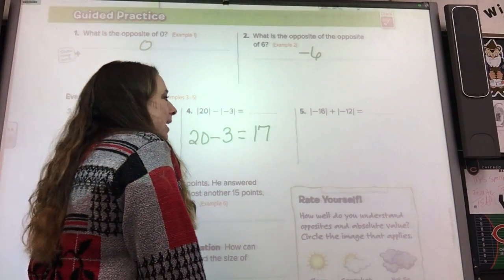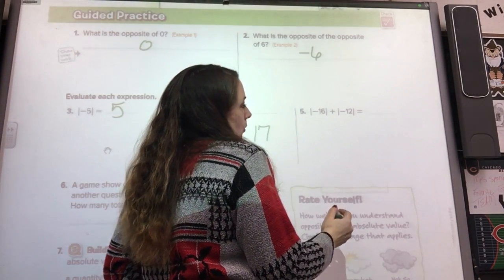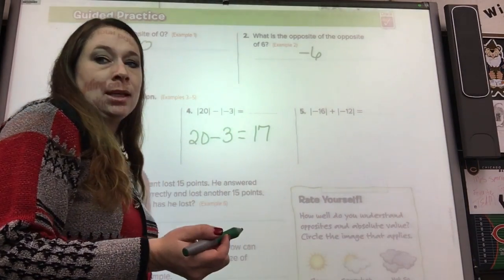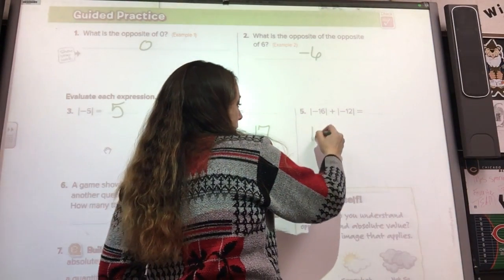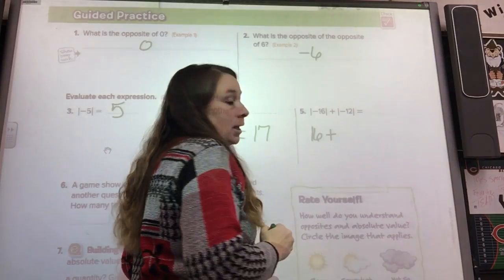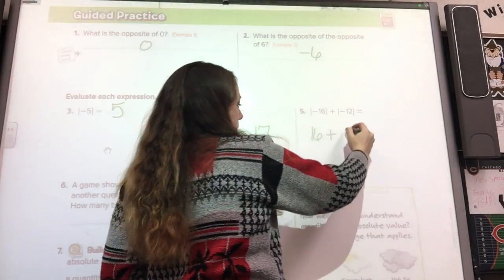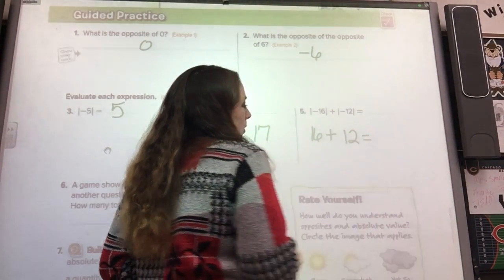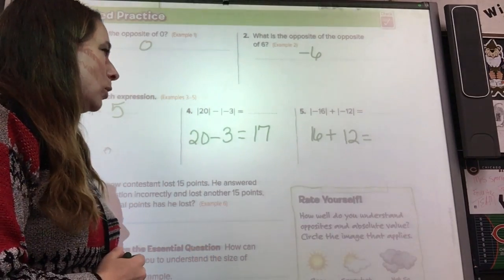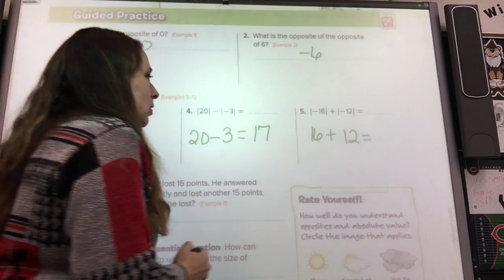Absolute value of negative 16 plus the absolute value of negative 12. Absolute value of negative 16 is what? Good. Absolute value of negative 12? Just 12. 16 plus 12. Let's see. 16, 26, 27, 28.